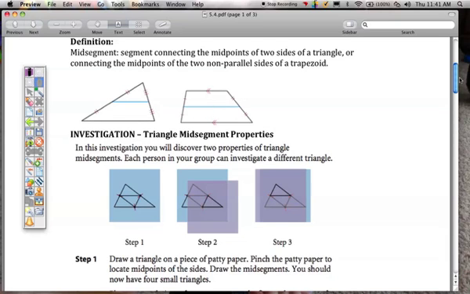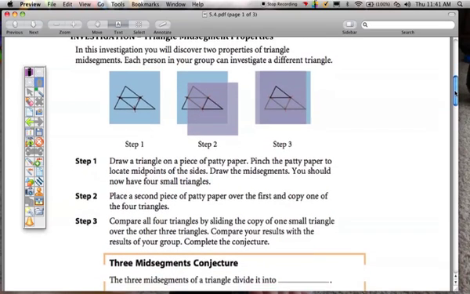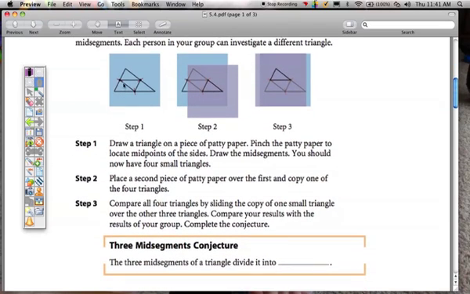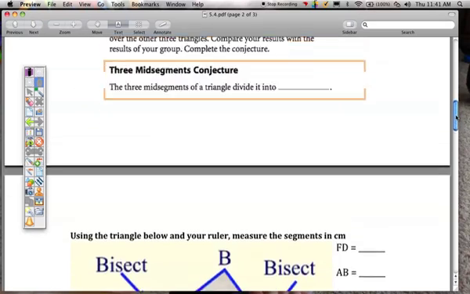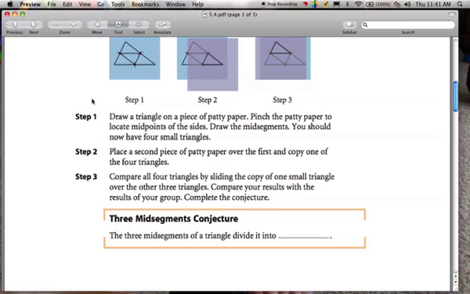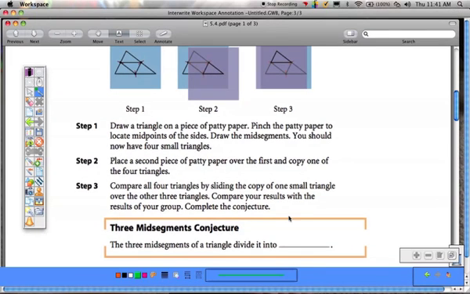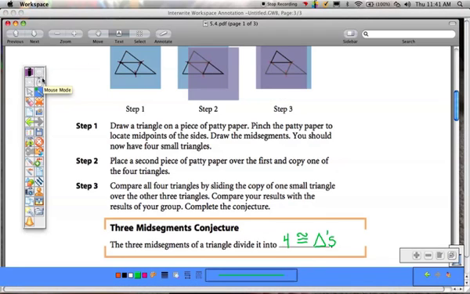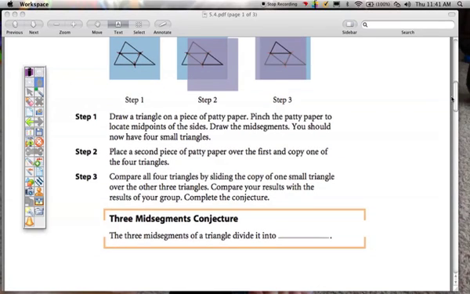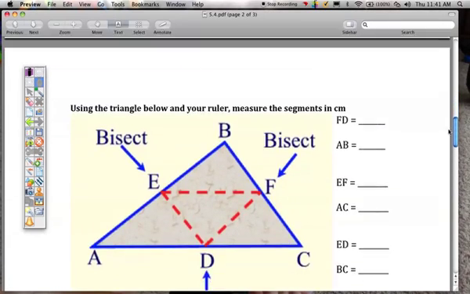We'll do an investigation in class where we'll discover a couple different properties. But basically, if you connect the midpoint of each side of the triangle, then the three midsegments of a triangle divide it into, and the answer here is, 4 congruent triangles. You can see from the picture here that the 4 triangles are exactly the same. So that's the triangle midsegment conjecture.